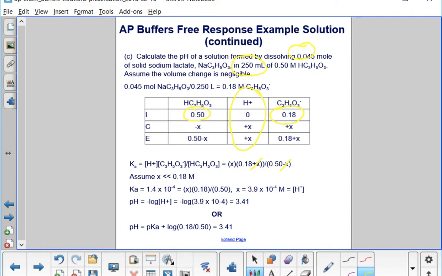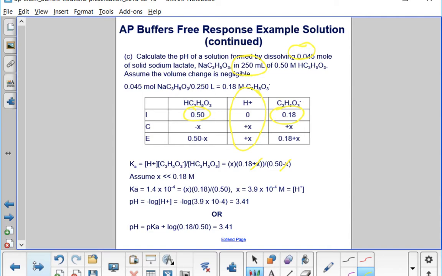So we could take the negative log of that X to get a pH of 3.41, or as I mentioned before, use the Henderson-Hasselbalch equation to say that the pH is the pKa, the minus log of the Ka, calculated in part A, plus the log of the base 0.18 over the acid 0.50 concentrations. And we get the same pH either way, so whichever way you're most comfortable, the pH of this buffered solution is 3.41.